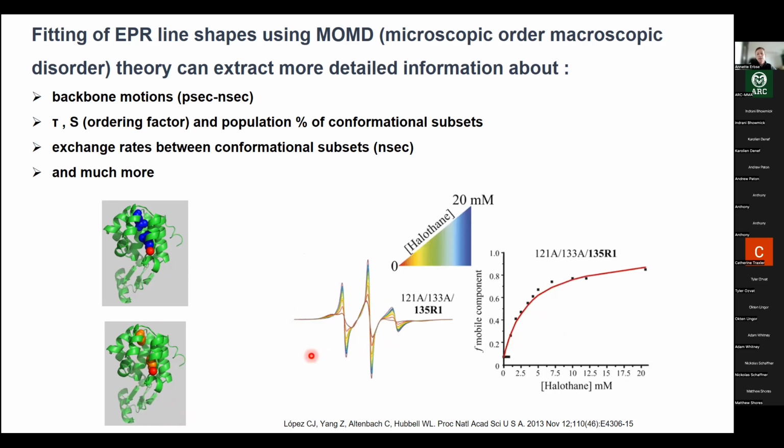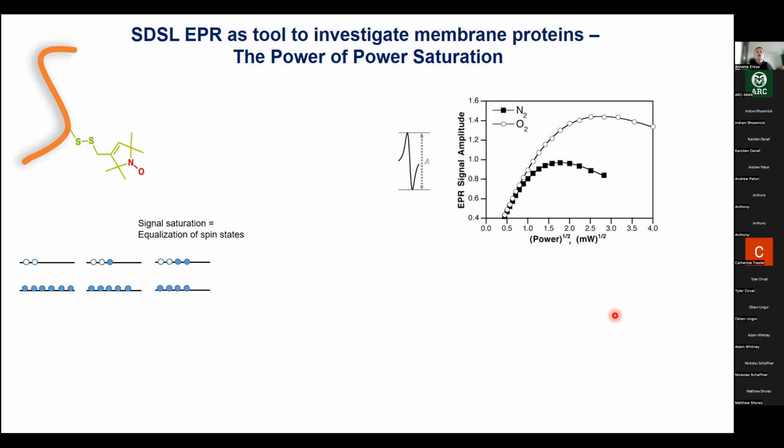And this can even be used to measure binding in this case by simply plotting the fraction of mobile components against the increasing concentration of the anesthetic. So those are ideas about structure. Now let's talk about looking at membrane proteins. And the key here is power saturation. It is the power of power saturation.